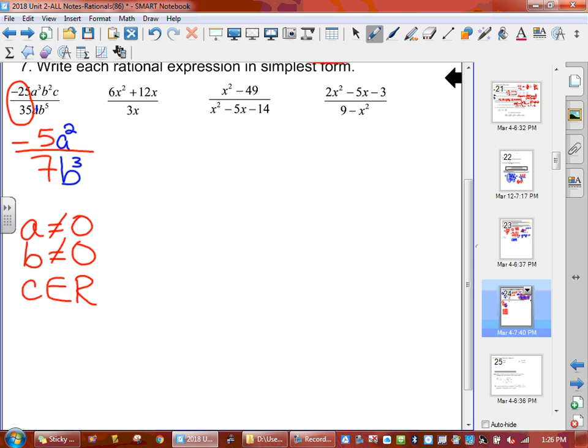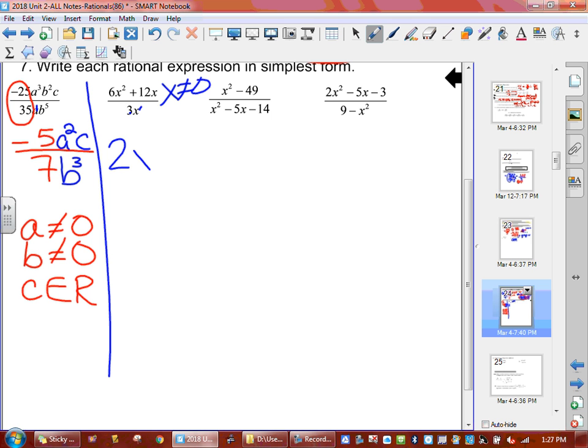The next question. We can do the non-permissibles right away. So what can x now be on the bottom? 0. So x cannot be 0. Perfect. All right, we're dividing out 3x. So 6 divides by 3 2 times. Subtract your x's. x2 subtract x1 gives you an x1. 12 divides by 3, positive 4 times, and your x will completely disappear. Okay? That one has no denominator left, which is okay.